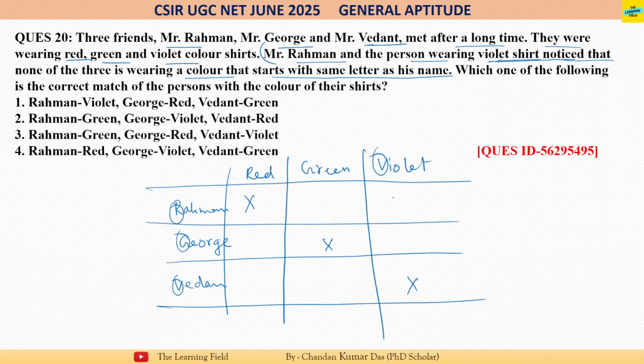Now this statement says that Rohman and the person wearing violet. So that means Rohman didn't wear the violet shirt. That means Rohman wore the green shirt. Now these two didn't wear the green color shirt. That means George green is not possible. So George is red, fine, and oh, no, there are only two possibilities. Say Vedant is red, and George is violet. This is correct. Fine.